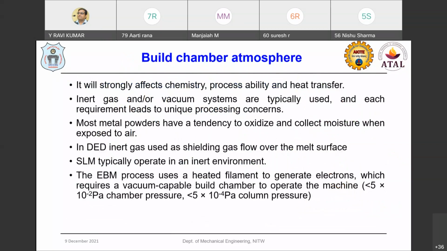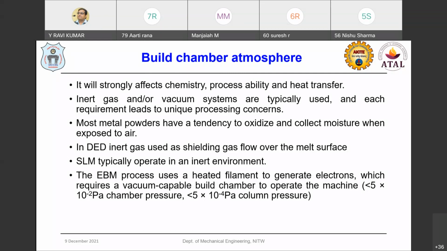And with respect to the other aspects, that is the build atmospheric conditions, especially with the DED systems, we need not have inert conditions for every material. Whenever we have a highly oxidizing material, especially titanium, we need an inert atmosphere. With respect to other materials, inert gas shielding is not required. But when the highly oxidizing material's chemistry is strongly affected, in such cases we need inert gas atmospheric conditions in the DED or SLM or in the EBM system.